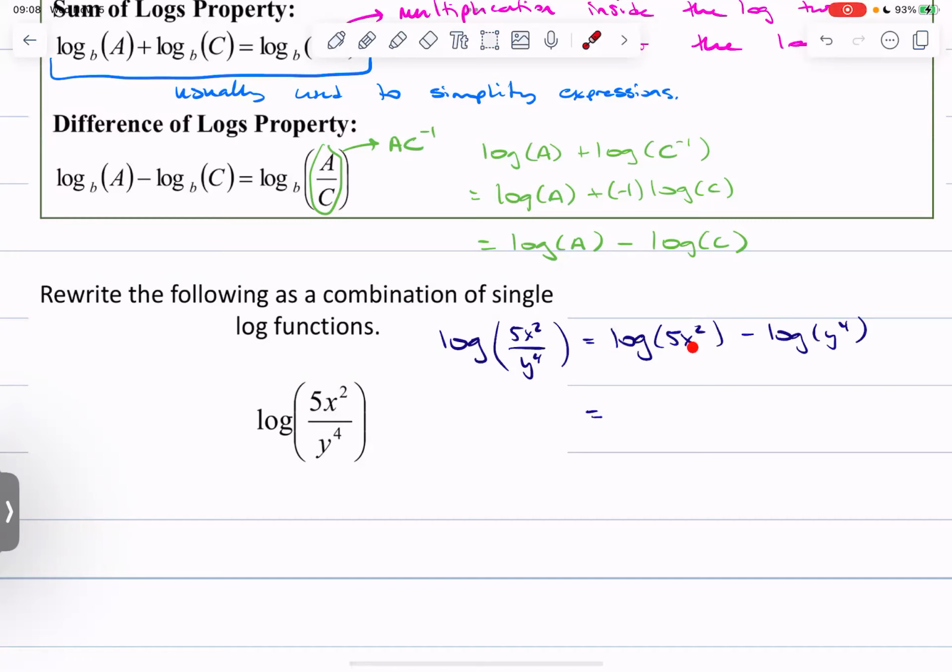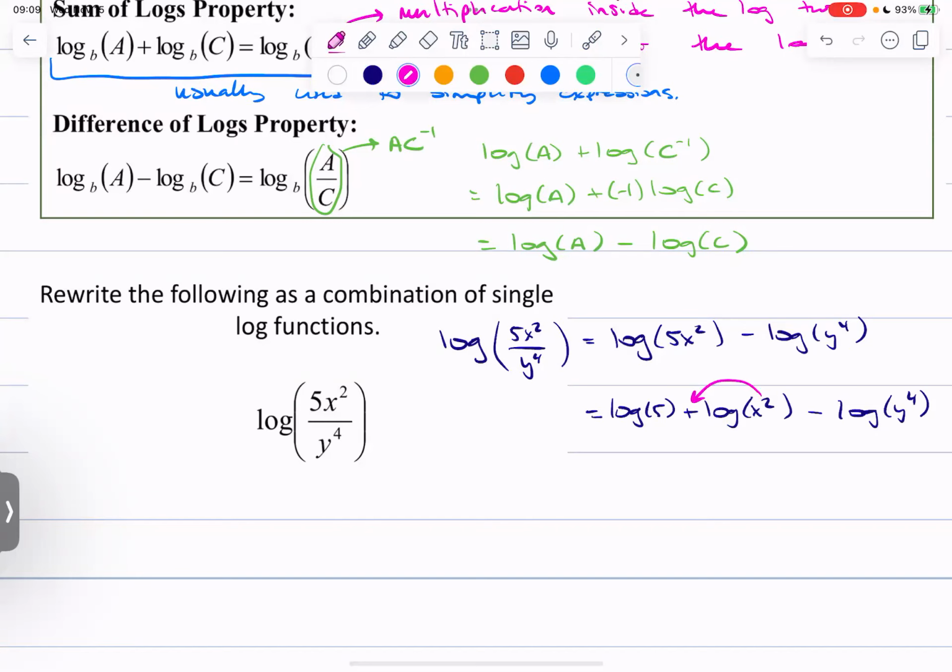I can split the 5 times x squared, right? This is a times c, right? And so then I have the log of 5 plus the log of x squared minus the log of y to the 4th. Because I'm about to do the same move for both of these, I'll do them in one line. So this becomes the log of 5 plus 2 times the log of x minus 4 times the log of y.